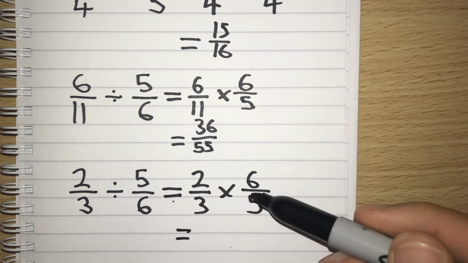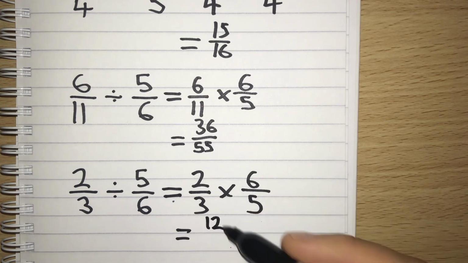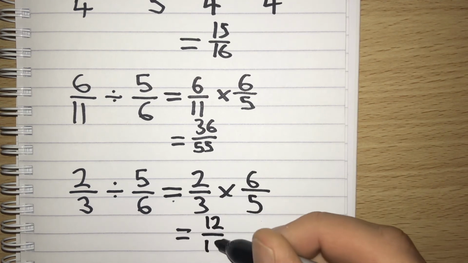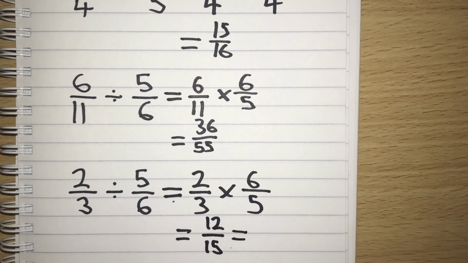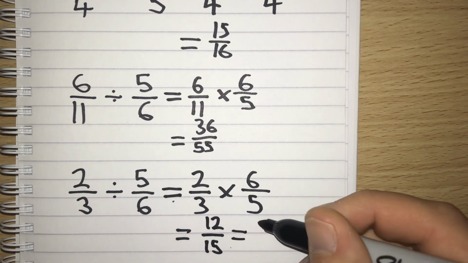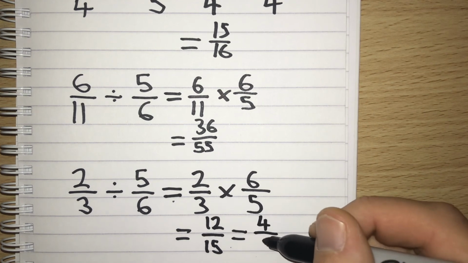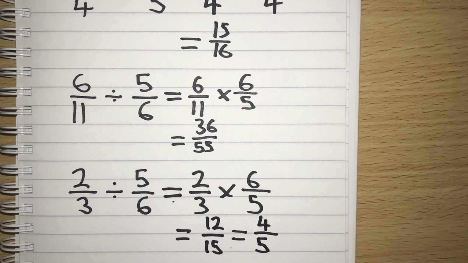So now 2 times 6 is going to give us 12. 3 times 5 gives us 15. And we can actually simplify this fraction. So we can divide both 12 and 15 by 3. So 12 divided by 3 would give us 4. 15 divided by 3 would give us 5. And we get a simplified answer of 4/5.